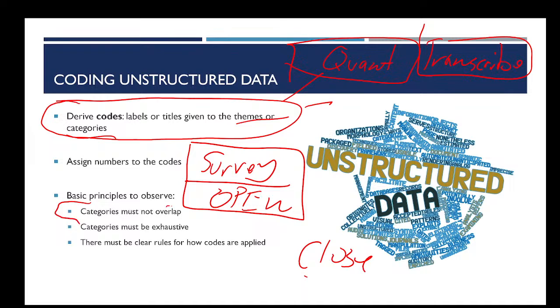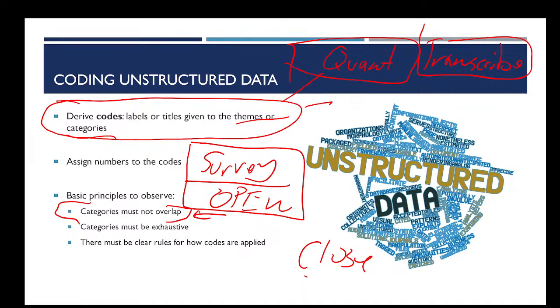Now, importantly, when you're coding, and when we get to qualitative coding, this is important as well: those categories can't overlap, so they have to be mutually exclusive. You can't have two categories that touch on the same thing. Otherwise, your codes get very confusing.